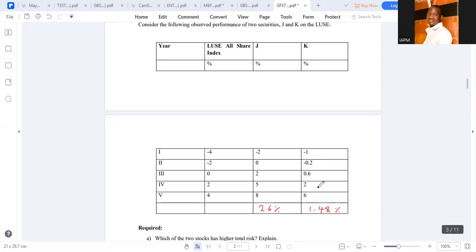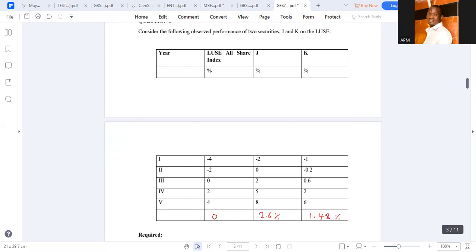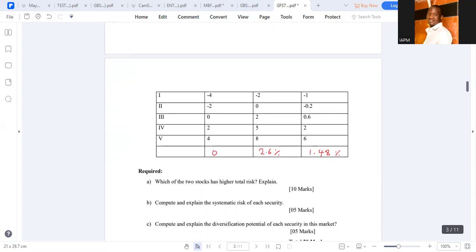Okay, so what do we do next? Even here we average. So this is 4 plus 2 is 6. 6 minus 6 is 0. So the question is, which of the two stocks has higher risk? The percentages that we are having here are showing the performance of our stock. So which of the two stocks has higher risk? How do we calculate the risk?